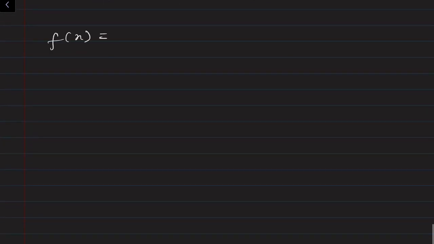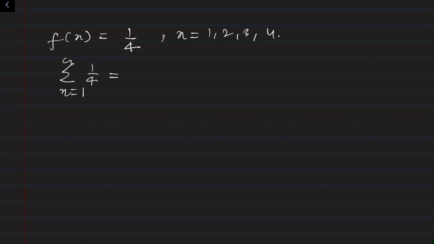Suppose the function is 1 over 4, let's say 1 over 4 for x equals 1, 2, 3, 4. Now for these values of x, f(x) will be the same, right? This is a constant function. So the first condition is valid, it is positive. Now what is the sum? So x goes from 1 to 4 and f(x) is 1 over 4. So this is again 1, right? Because you are going to add it 4 times. So this is 1. All right. So this is a valid PDF.